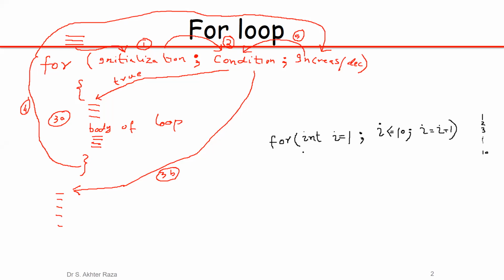Bracket close, and nothing we have to define inside, just only a cout statement. Cout I, and there should be an endl because we have to write down each output in a separate line, and bracket closed.